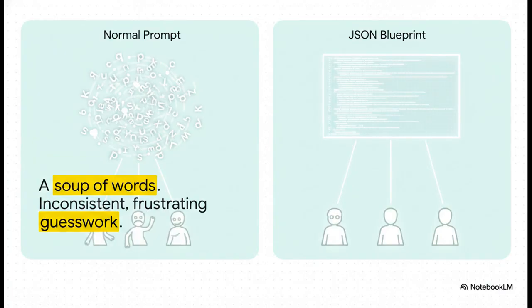And this right here really shows the difference. A normal prompt, it's like a soup of words. It's ambiguous, it's open to interpretation, and the AI is basically just guessing what you want. But a JSON blueprint, that is a structured recipe. It gets rid of the guesswork and makes your results repeatable, and most importantly, it puts you back in control. It's the difference between hoping for a good result and actually engineering one.